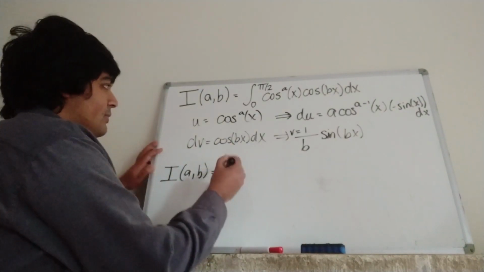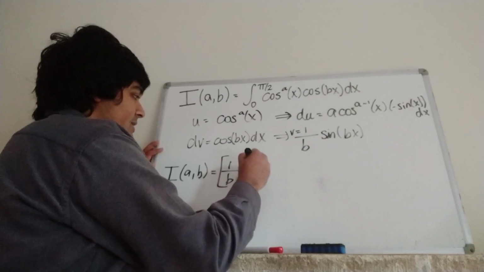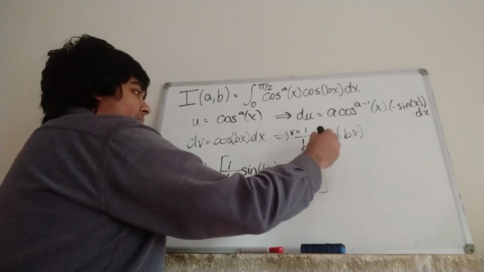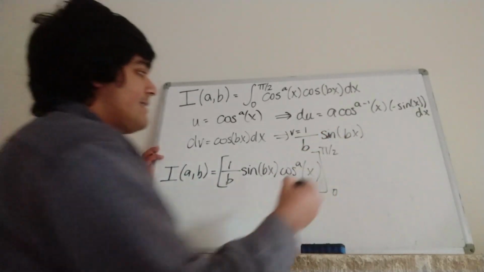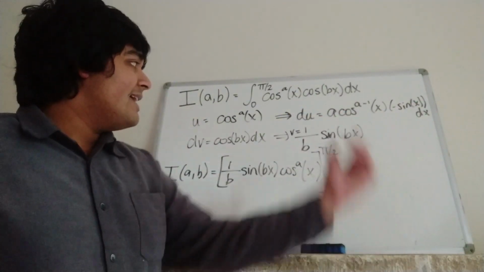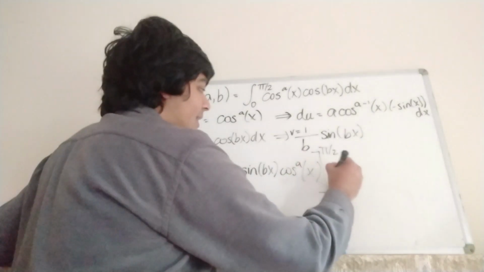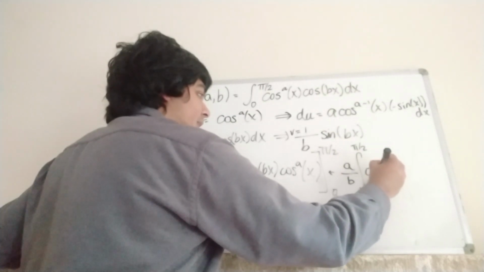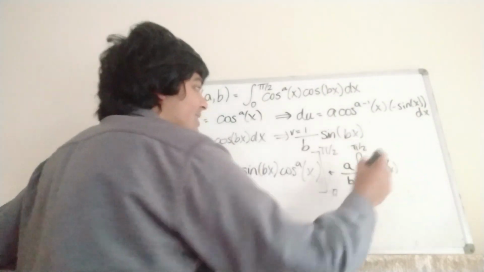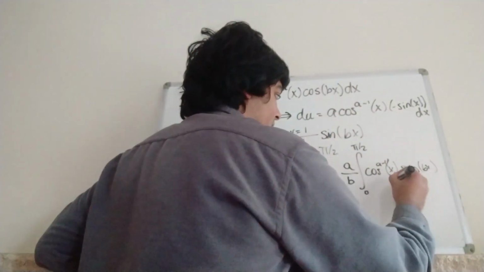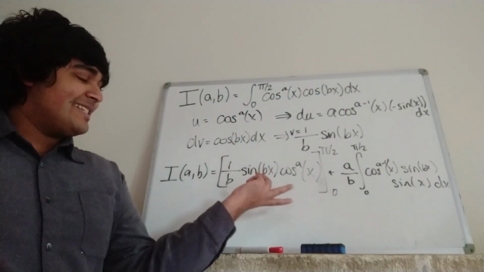is equal to uv, which is 1 over b sine bx times cosine to the a of x, between pi over 2 and 0, and then minus the integral of v du. But obviously the minus is going to cancel with the minus sign here, and we can bring the a and the 1 over b out, so we get plus a over b times the integral from 0 to pi over 2 of cosine to the a minus 1 of x, times sine bx times sine x. Let me just write it here, like so.